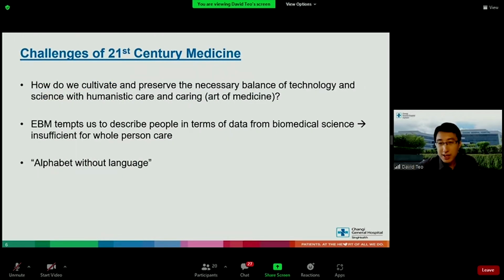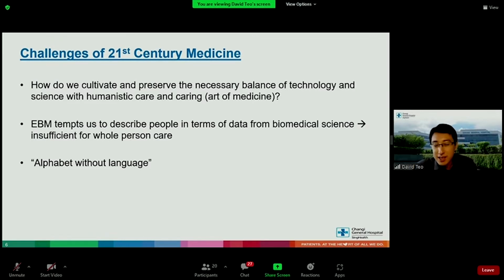So what are some of the challenges in 21st century medicine? We've heard a lot about evidence-based medicine, in medical school, and when we're doing our specialist training, or even in other healthcare professional training. We always hear about evidence-based practice. But really, the challenge is, how do we cultivate and preserve the necessary balance of technology and science with humanistic care and caring? In other words, the art of medicine.